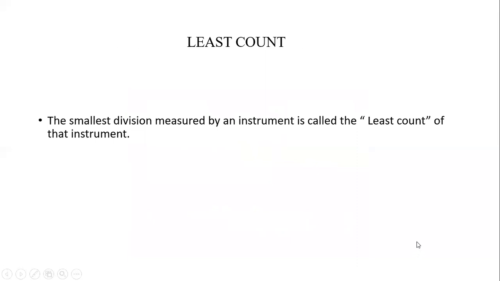Last topic is least count. The smallest division measured by an instrument is called the least count of the instrument. So least count is the smallest division any instrument can measure.